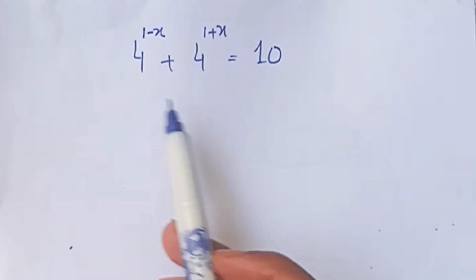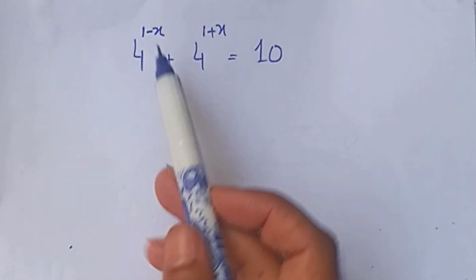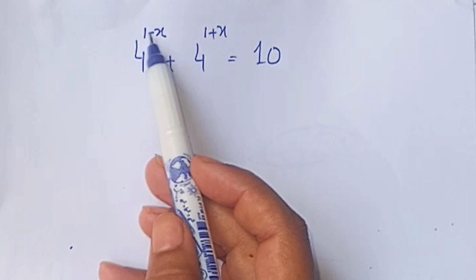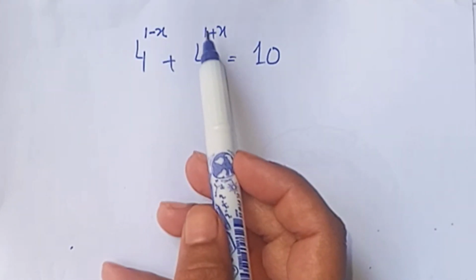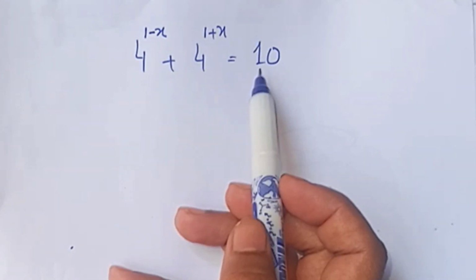Hello, good day everyone. Let's try to solve this question. The question is 4^(1−x) + 4^(1+x) = 10. Then what is the value of x?